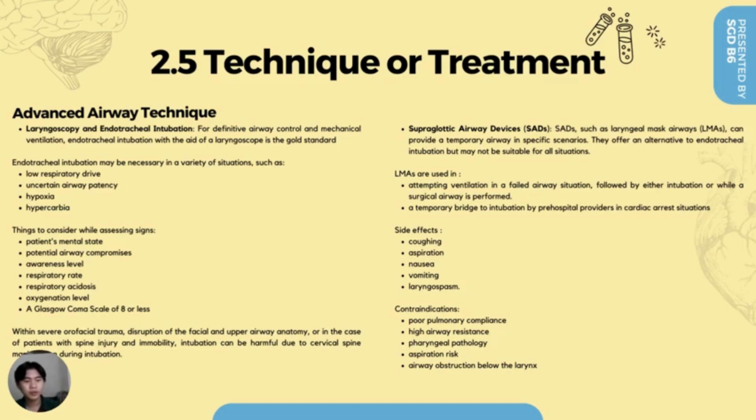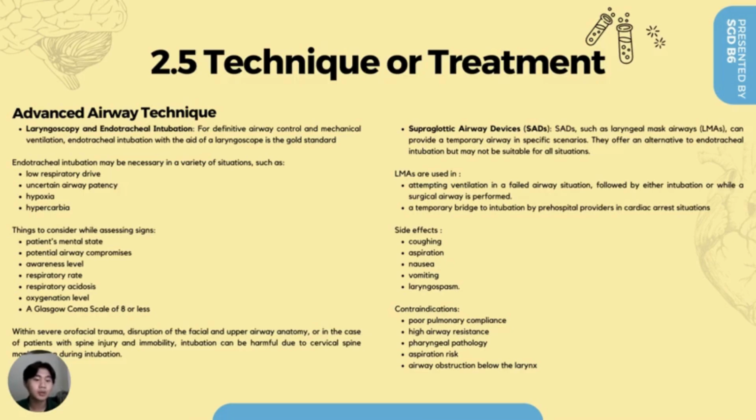However, in severe orofacial trauma, disruption of the facial and upper airway anatomy, or in the case of patients with spine injury or immobility, intubation can be harmful due to cervical spine manipulation while using the intubation device. On the other hand, supraglottic airway devices such as laryngeal mask airways can be provided as a temporary airway in specific scenarios. They offer an alternative to endotracheal intubation but may not be suitable for all situations. LMAs are used in attempting ventilation in a failed airway situation, followed by either intubation or while a surgical airway is performed. The other scenario is a temporary bridge to intubation by pre-hospital providers in cardiac arrest situations.